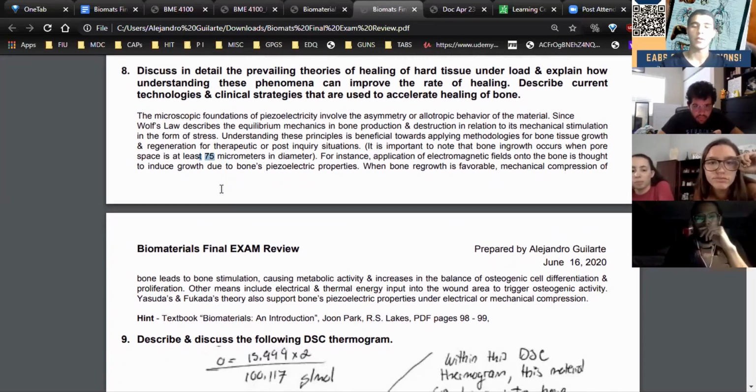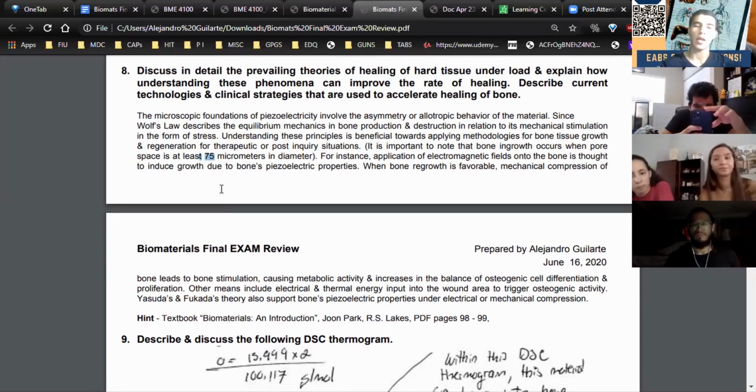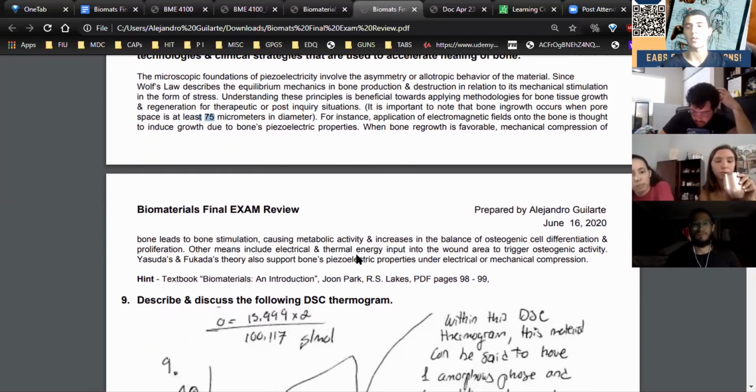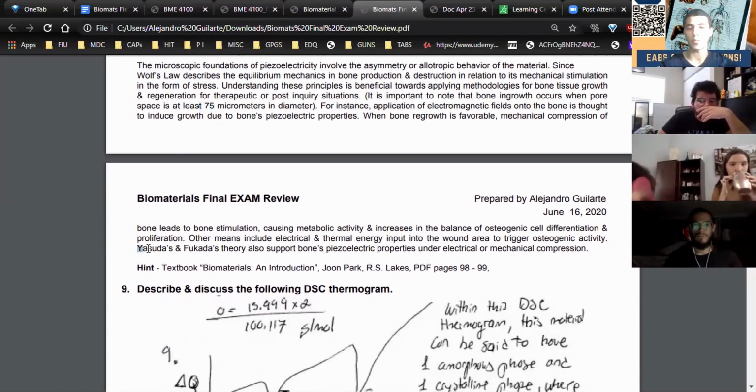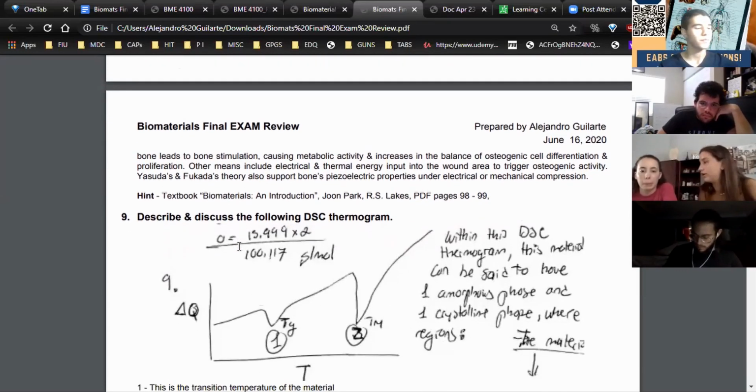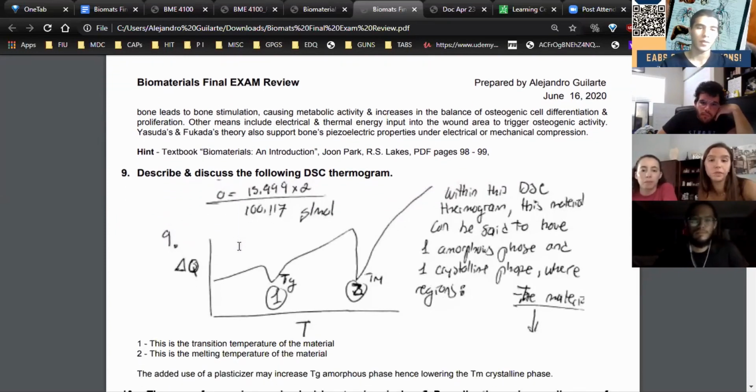Because of Wolff's law, you would have stimulation of the regional cells, osteocytes, which would produce a metabolic activity to increase cell differentiation in that area. And that's due to the bone's piezoelectric properties. People that talk about it, that you can read up on, are Yasuda and Fukada. And these are the pages that go into specific detail with regards to Wolff's law and Yasuda and Fukada. Any questions so far? No. Good? Yeah, we're good.